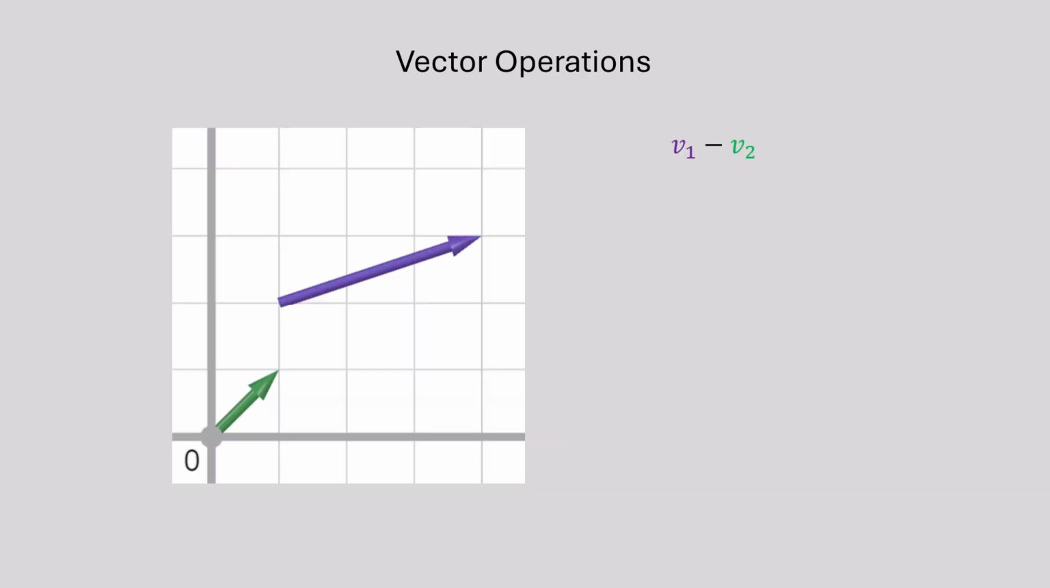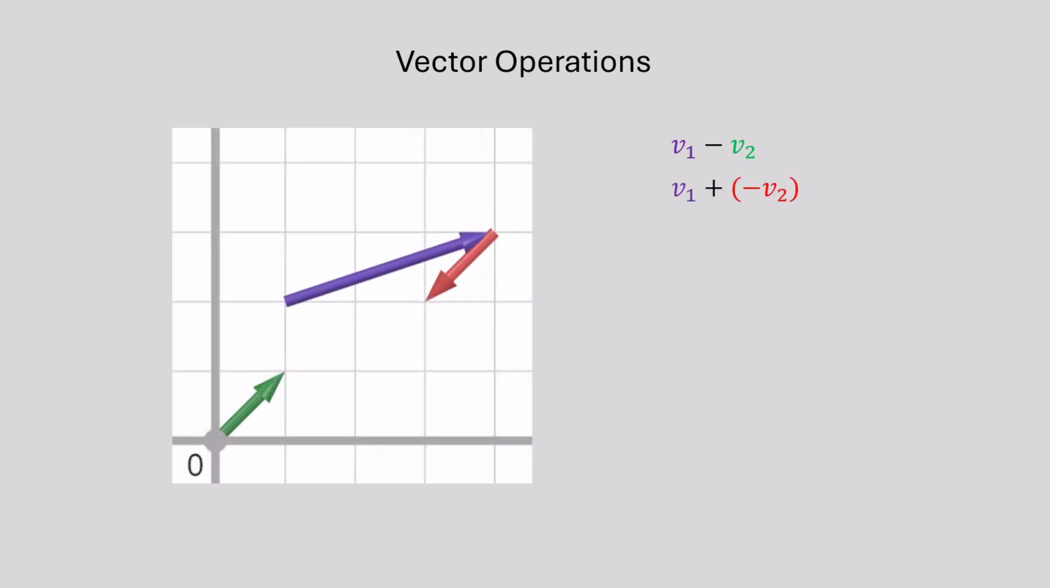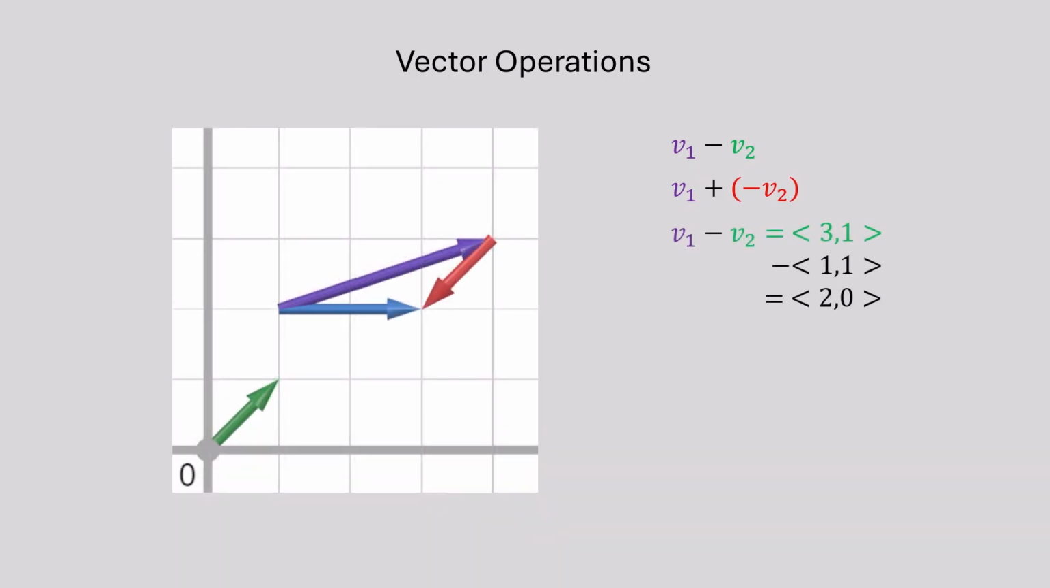Our last vector operation is subtraction. Let's try to subtract the green vector from this purple vector. What we can do is take the negative of the green vector, then add it to the purple vector. And the result will be our blue vector, which is <2, 0>. Vector subtraction is also component-wise.